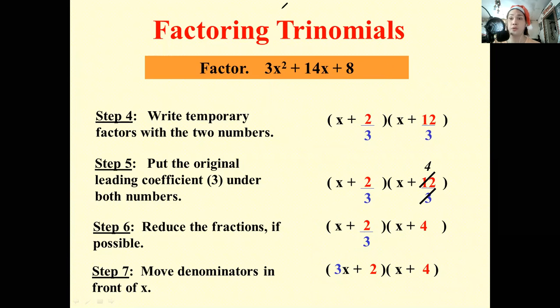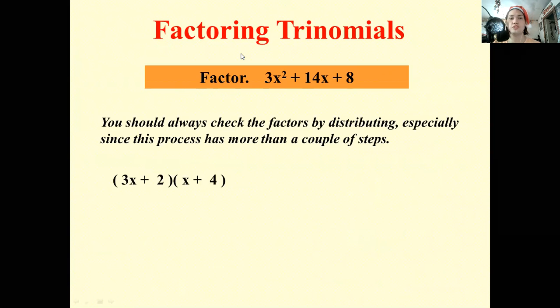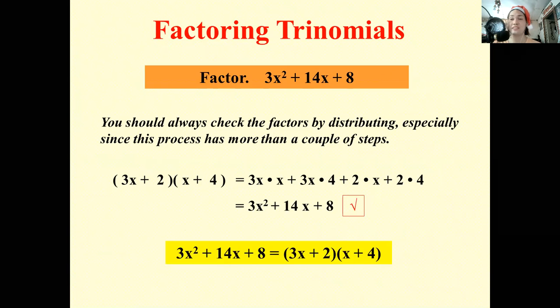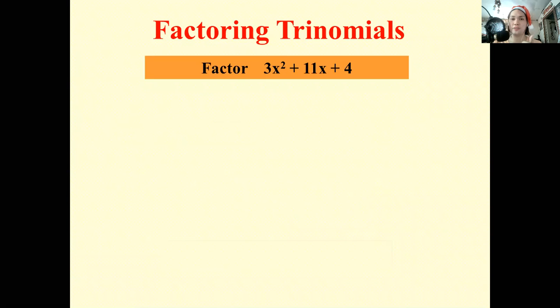I hope you got the point or the steps in here. So you should always check the factors by distributing, especially since this process has more than a couple of steps. So you can just check it by using the FOIL method. You will have 3x squared plus 14x plus 8, which is checked. Therefore, the factors of 3x squared plus 14x plus 8 are 3x plus 2 and x plus 4. Okay, so that's how we do it.